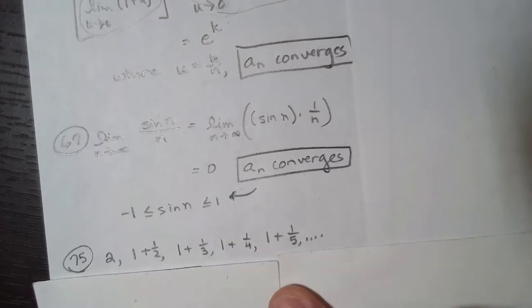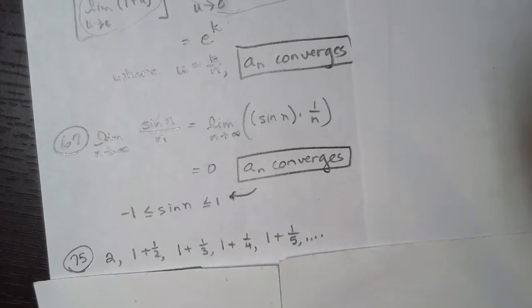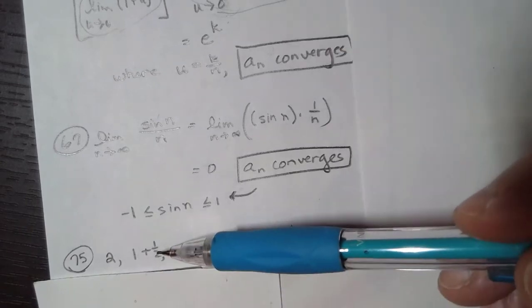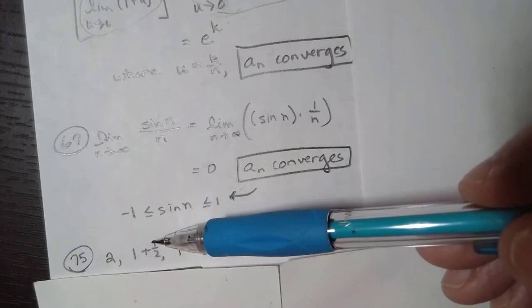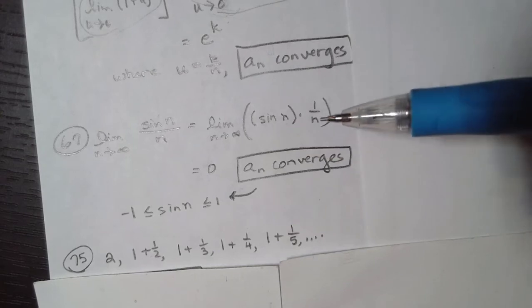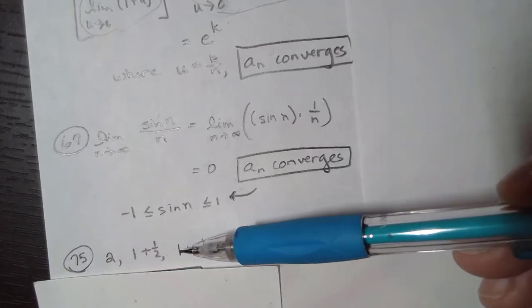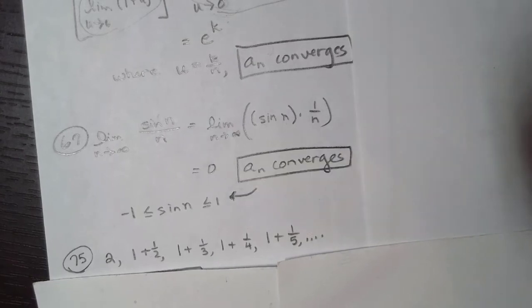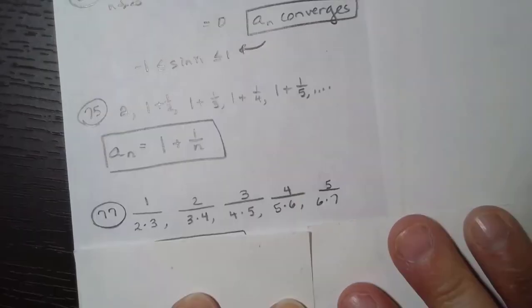75, we're supposed to come up with a sequence that this models. Okay, this looks like 1 plus 1/2, 1 plus 1/3, 1 plus 1/4. So how do I get 2 here? Well, that would be 1 plus 1/1. So this looks like it is the sequence: a_n is 1 plus 1/n.